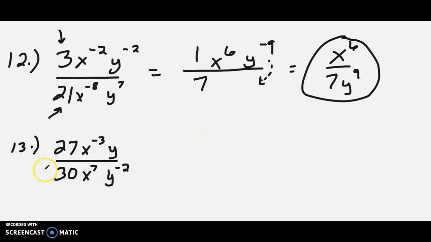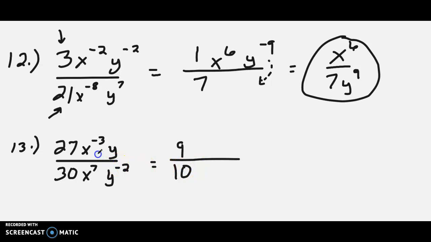All right, let's do the same thing on 13. Notice, focus on the 27 and the 30. Let's reduce that fraction first. They both can divide by 3. 27 divided by 3 is 9. 30 divided by 3 is 10.